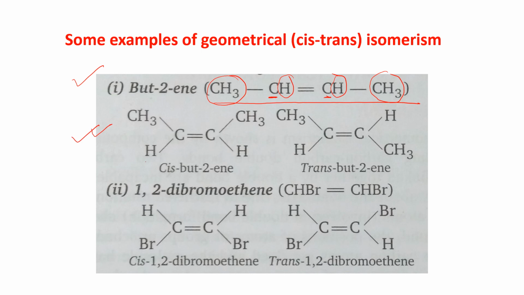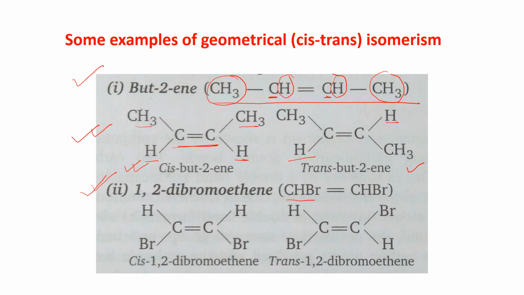Hydrogen and hydrogen, the similar groups, are on the same side. CH3 and CH3, the similar groups, are on the same side of the double bonded carbon atoms. If the arrangement is in this way, then this is known as cis-but-2-ene. And if the arrangement is on the opposite side, then it is known as trans-but-2-ene.